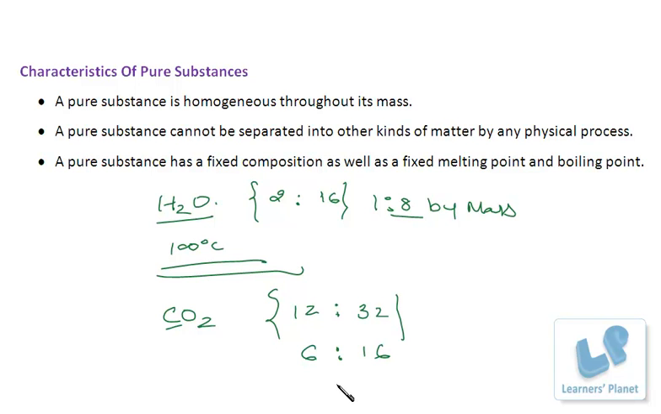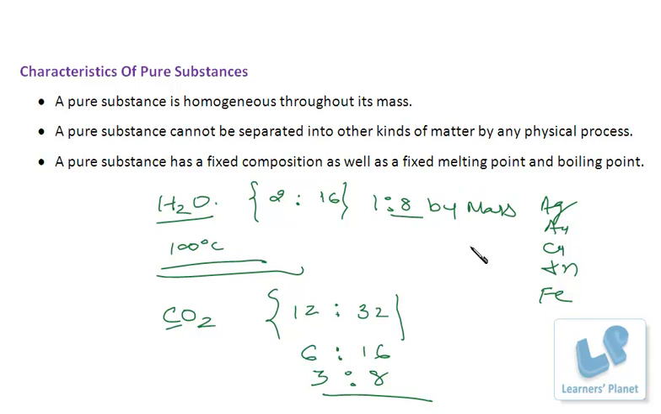Further we can just do it. It will be 3 and 8. So carbon and oxygen are in the ratio of 3:8 in carbon dioxide. So the composition is fixed. And see, the pure substance has a fixed melting and boiling point. So the metals like silver, gold, copper, tin, iron, they have a fixed melting point. But if I'm taking a mixture, it will not have a fixed melting and boiling point.